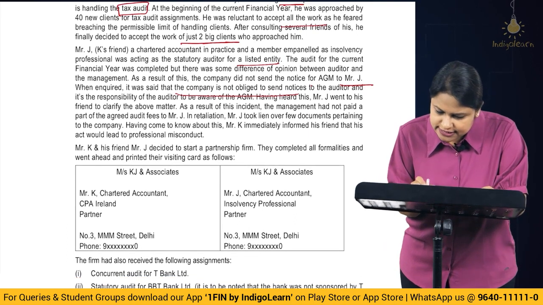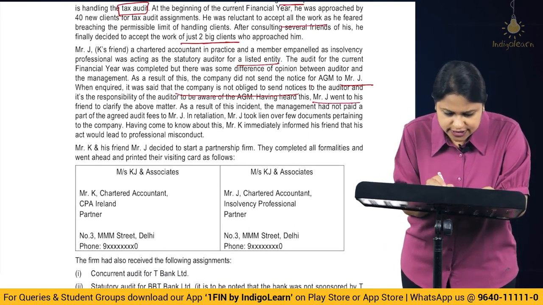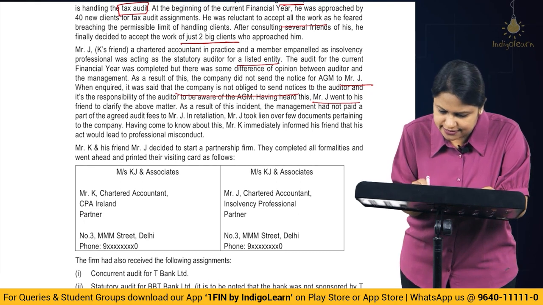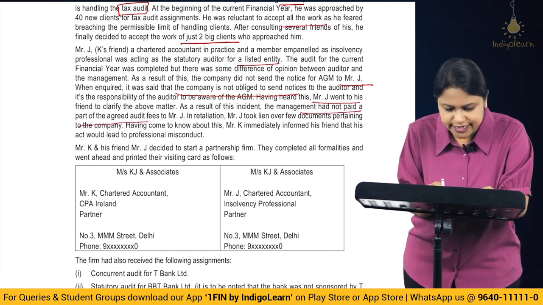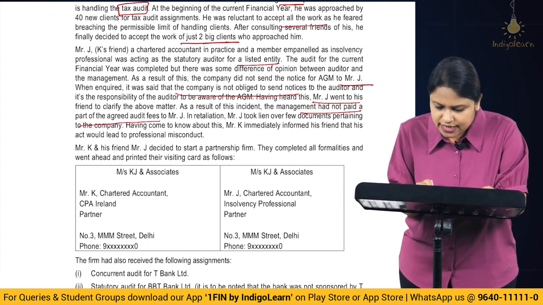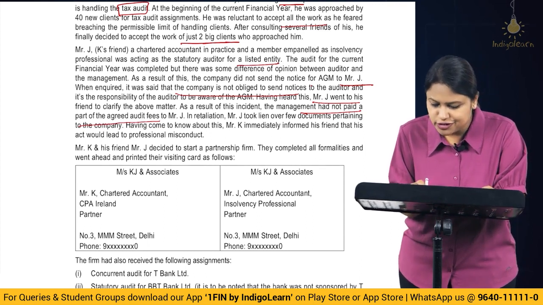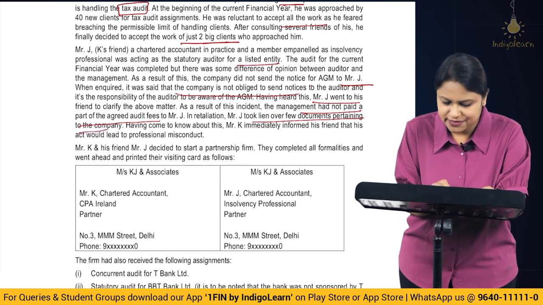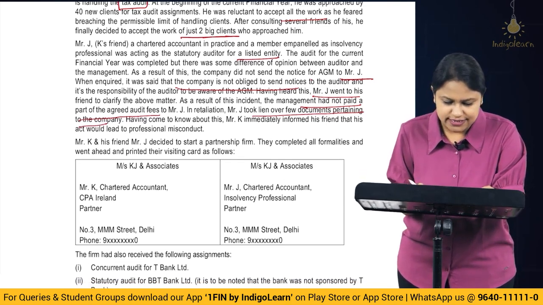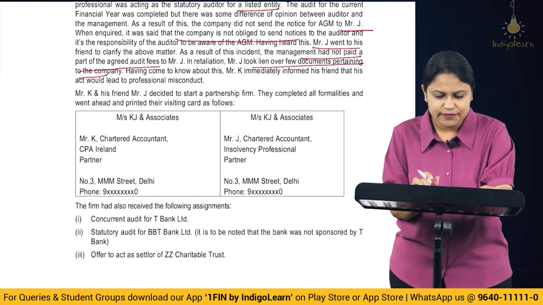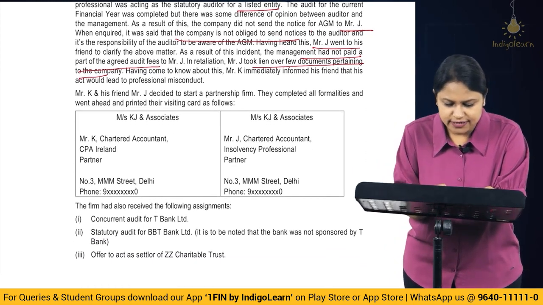Alright, then Mr. J went to his friend to clarify the above matter, and as a result of the incident, the management had not paid a part of the agreed audit fees to Mr. J, and in retaliation, Mr. J took a lien over a few documents pertaining to the company. Having come to know about this, Mr. K immediately informed his friend that his act would lead to professional misconduct.